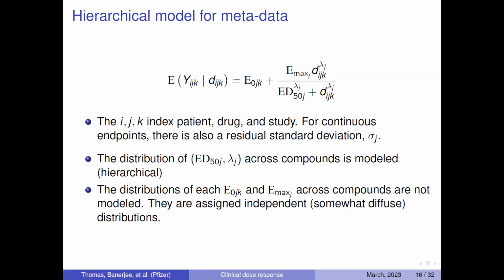Now, what we mean by a hierarchical model here, I think for this audience this is pretty routine, is that we're going to look at the distribution of the ED50 and the lambda as it varies across compounds. We're actually going to model that. That's the part that's going to be hierarchical. What's not going to be hierarchical are the distributions for the E0, the placebo response, and the Emax, the effect size. Those are not going to be modeled hierarchically. Each one of those, in the metadata and in a future compound, is going to be assigned independent, somewhat diffuse prior distributions, but we're not going to try to characterize their distributions across compounds.